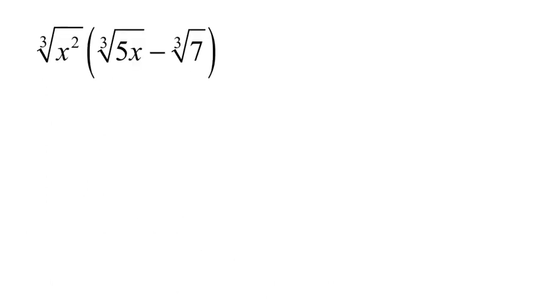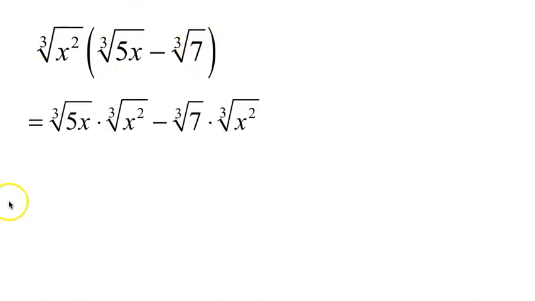This time, again, I want to emphasize the fact that all variables are positive, just so we don't have to concern ourselves with square root of x squared stuff. But I need to distribute cube root of x squared times cube root of 5x minus cube root of x squared times cube root of 7. So cube root of 5x times cube root of x squared is cube root of 5x cubed, minus cube root of 7 times cube root of x squared is cube root of 7x squared.